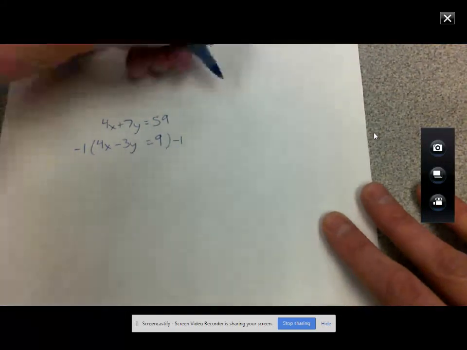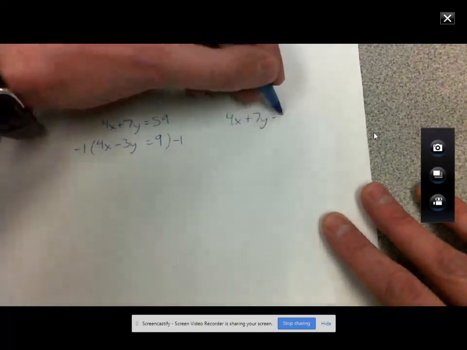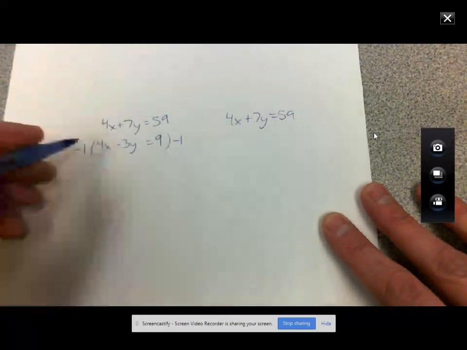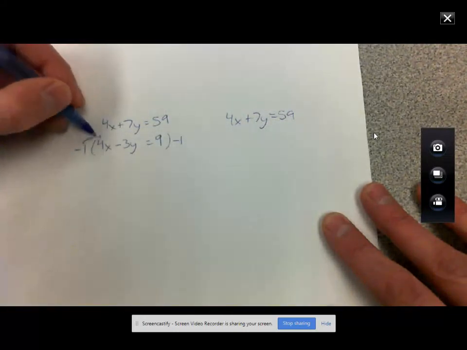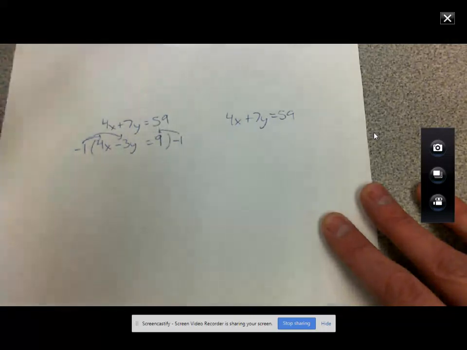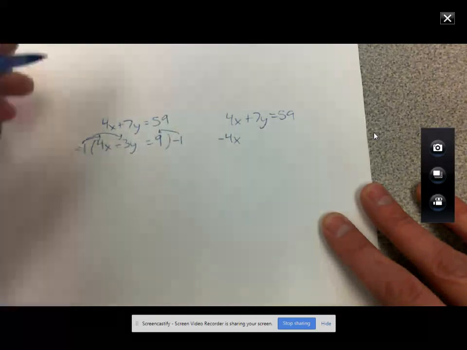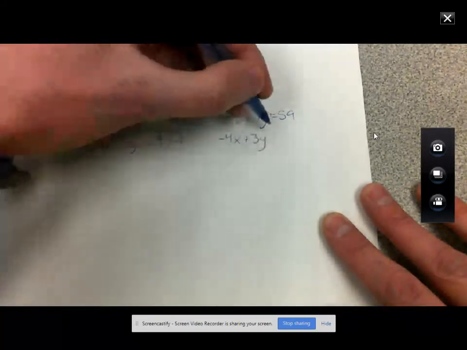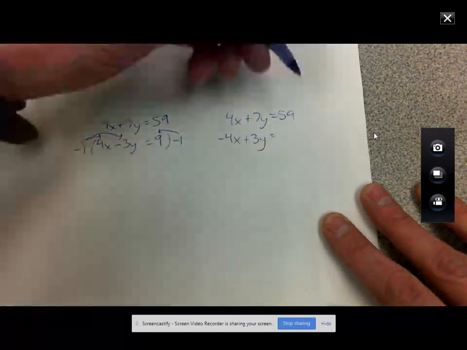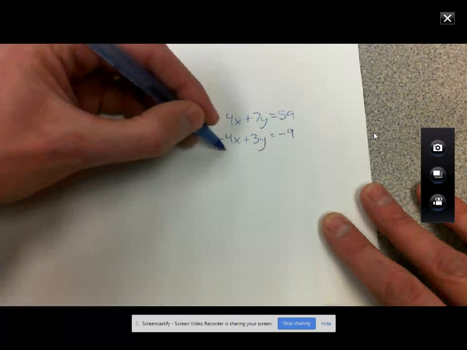And so the first equation, I'm going to leave alone. If I multiply everything on both sides of the second equation by negative 1, I distribute the negative 1 through and get negative 4x, negative 1 times negative 3, positive 3y, and negative 1 times 9, negative 9. All right, so let's see what happens when I do that.